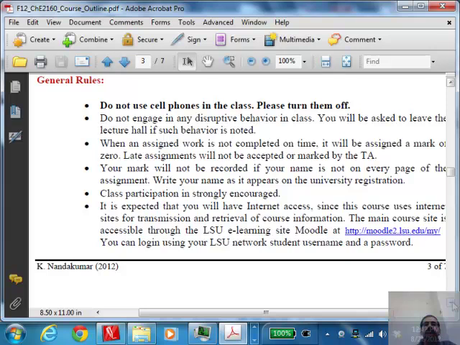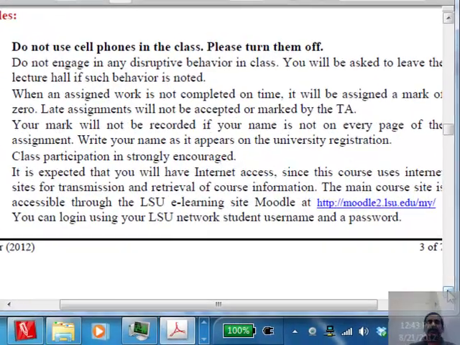General rules. Do not use cell phones in the class. Please turn them off. Do not engage in any disruptive behavior in the class. When assigned work is not completed on time, you don't get any credit for that. And more importantly, you can read the rest of it. Class participation is strongly encouraged.